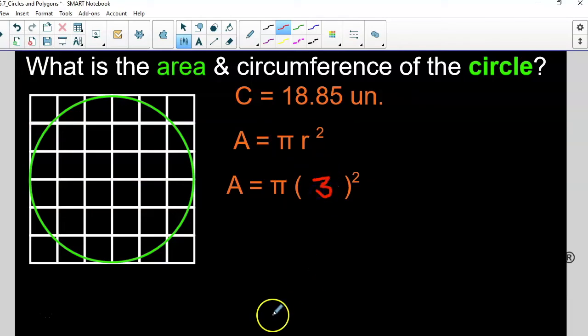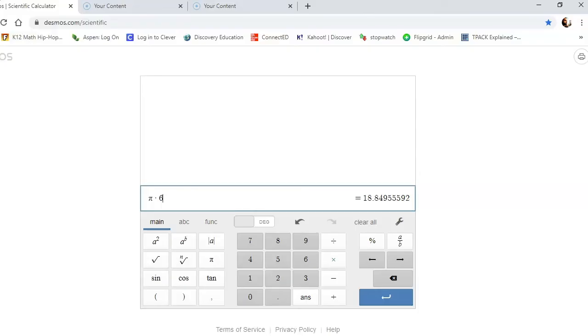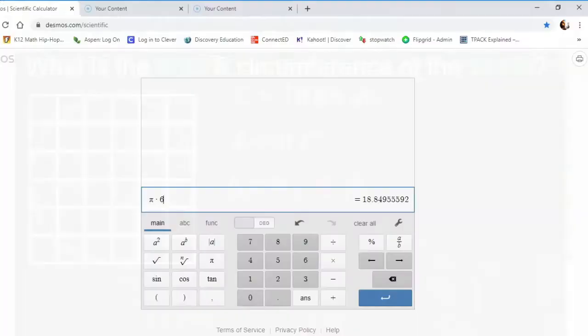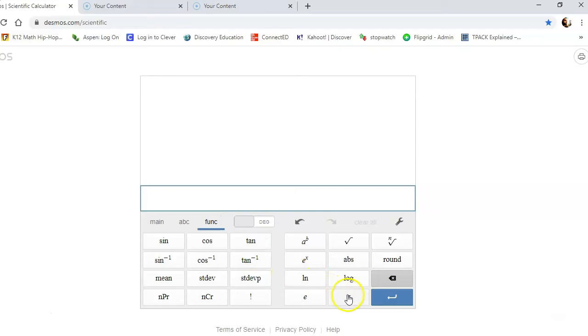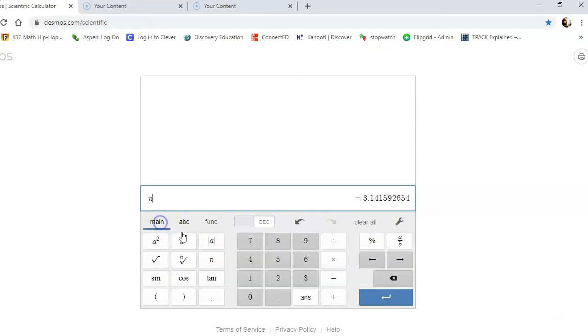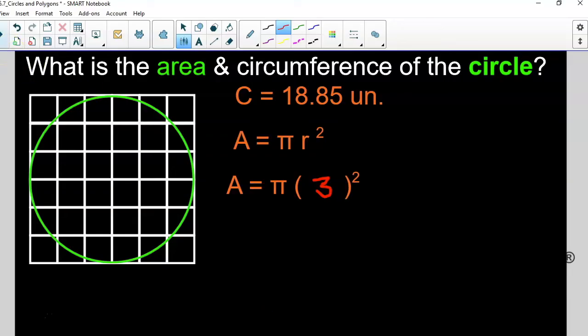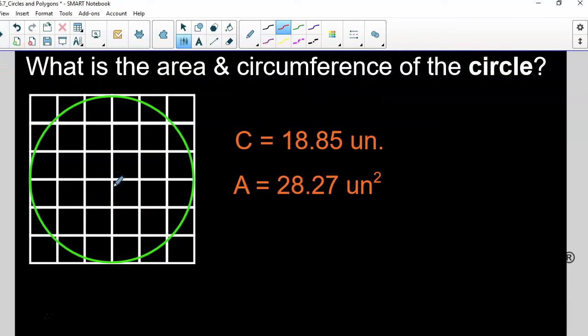And then again, I'm going to go to my Desmos calculator. I want you guys using the Desmos calculator. Again, that's desmos.com/scientific. All right, and let's do pi times 3 squared. So I'm going to hit my function button, I'm going to hit pi, times 3. And here's my squared button right here. And when I square it, you see the area is 28.27. Okay, pi times the radius squared. So our area is 28.27 square units.